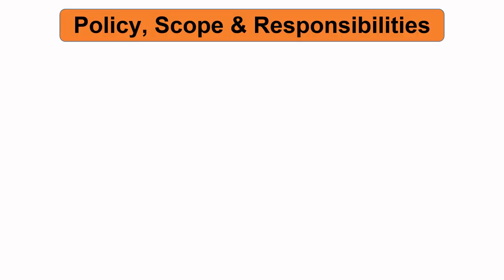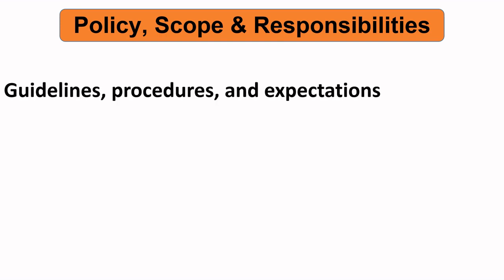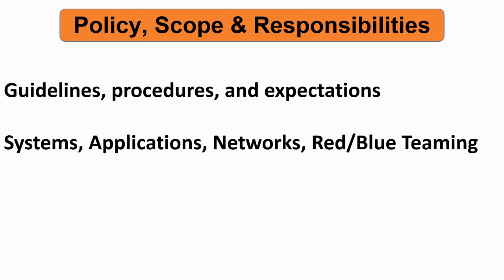Let's get started. Point number one, policy, scope, and responsibilities. Make sure there is an approved vulnerability management strategy or policy in place. Ensure the policy outlines the guidelines, procedures, and expectations related to security assessments within an organization. Ensure the scope contains all the relevant systems, applications, and network devices. Make sure whether red teaming and blue teaming is included in the document.